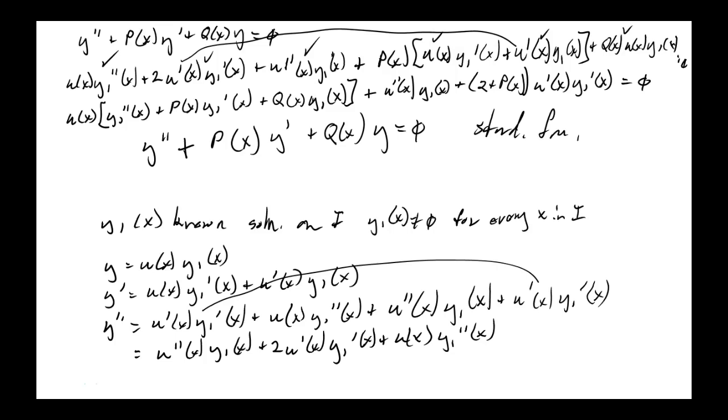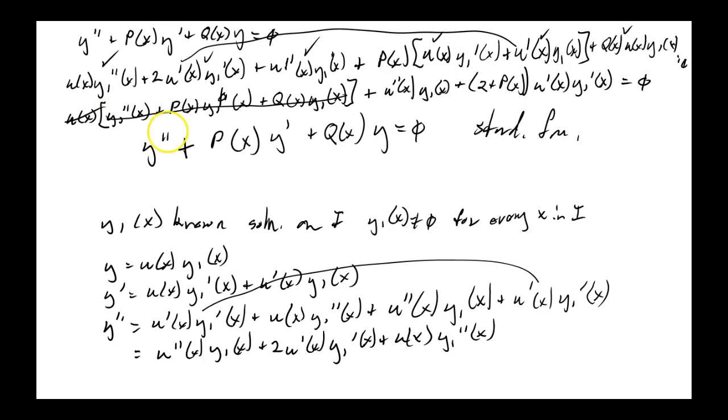Right here, this is y1 double prime plus p of x, y1 prime of x, plus q of x, y1 of x. This part right here is 0 from this line right here, because we know it's a known solution. So this part right here is 0. So this u of x disappears as well.